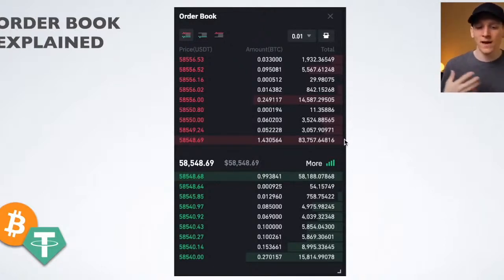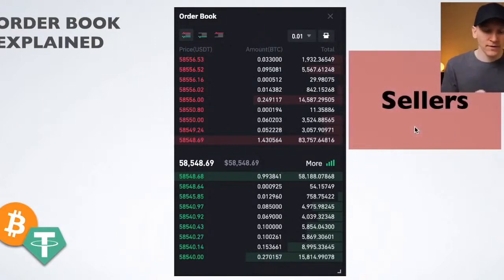Now for small retail investors, if you're trading $1,000, $100, $20,000, it's not going to matter. However, knowing what the order book is and looking at orders is super important. So this is really how it works. These are sellers right here. You can see all these red orders right here. These are people and traders in the market that have gone out and told everyone else, hey, I'm a seller and this is my price and this is how much I want to sell.